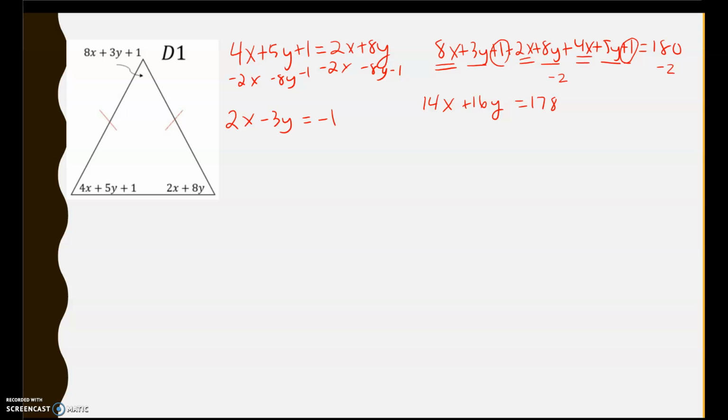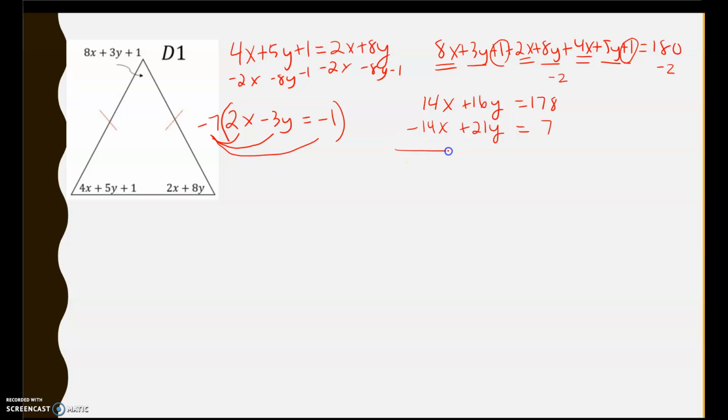From here, I am going to use the elimination method. I'm going to multiply this first equation by a negative 7. And the reason why I'm doing that is I want to cancel out my x's. So if I multiply here, I'm going to get a negative 14x, which will cancel with this positive 14x. So let's do that. I'm going to distribute negative 7 times 2x gives me negative 14x. Negative 7 times negative 3 is positive 21y. And negative 7 times negative 1 gives me a positive 7.